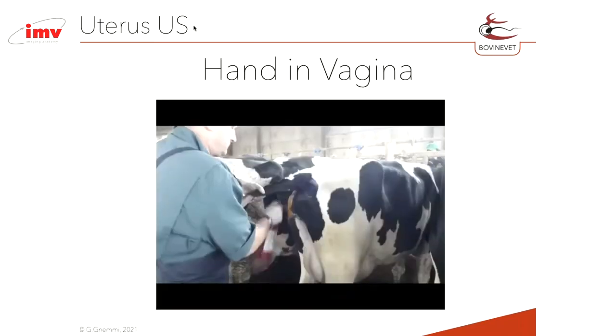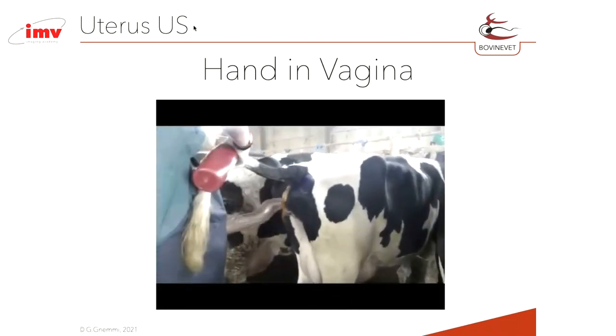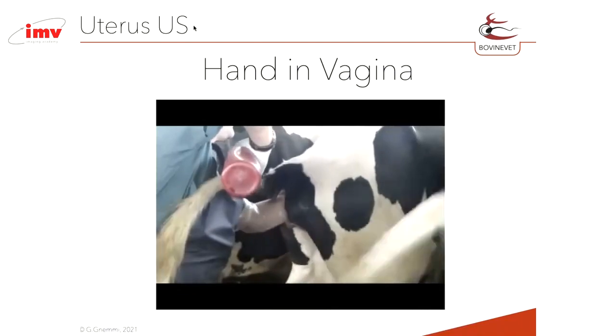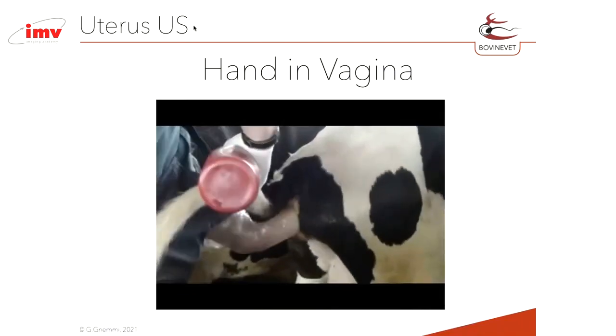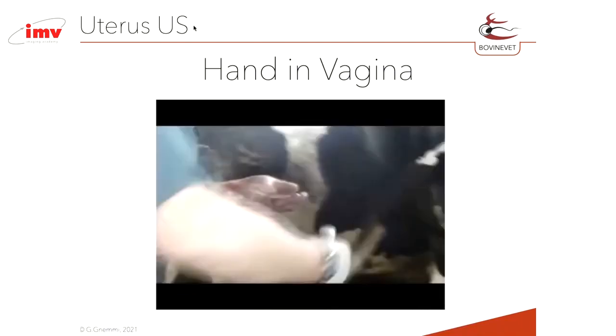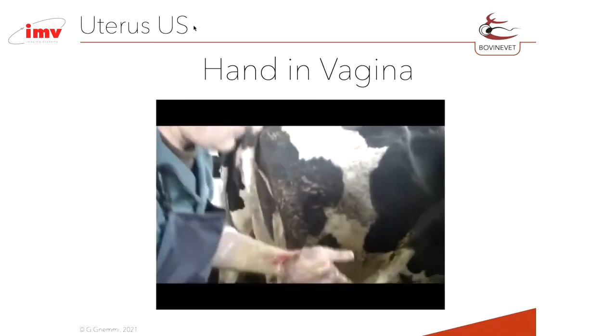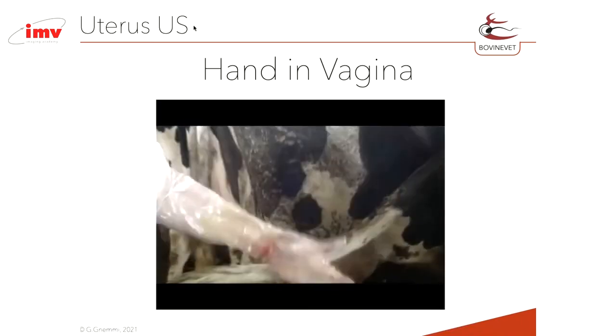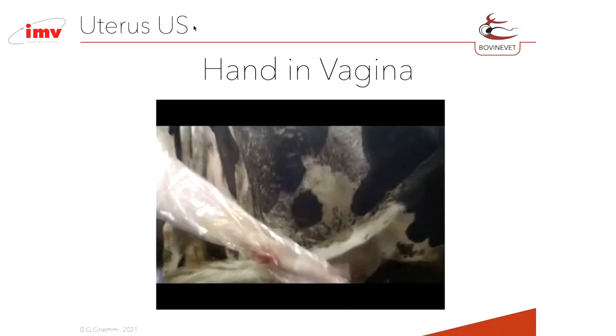Some people like to use hand in vagina. About hand in vagina, well, I am a little bit critical. I believe that it's possible to do this type of diagnosis of puerperal metritis without putting my hand in vagina. In particular, it is dangerous for those cows who have, for example, vaginal laceration.